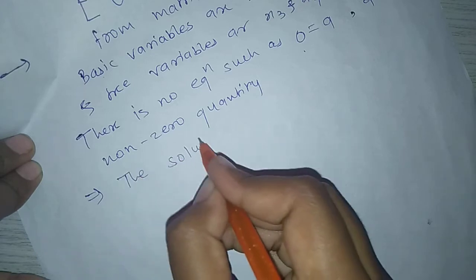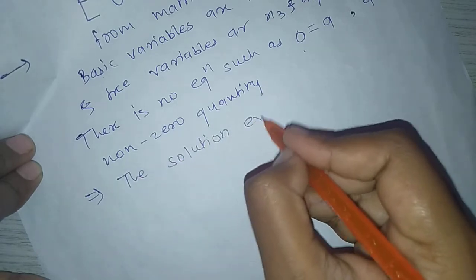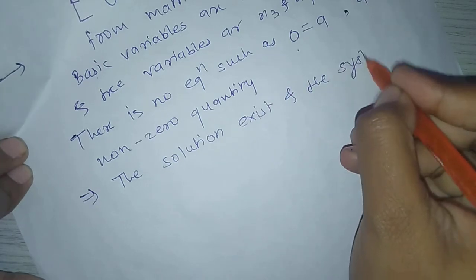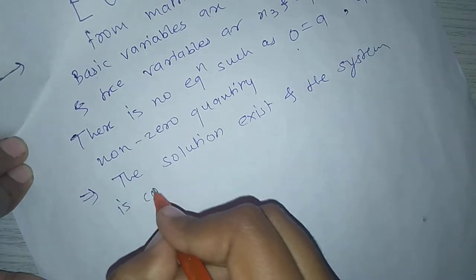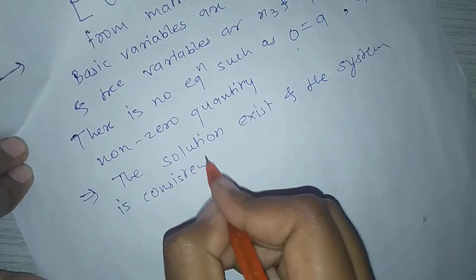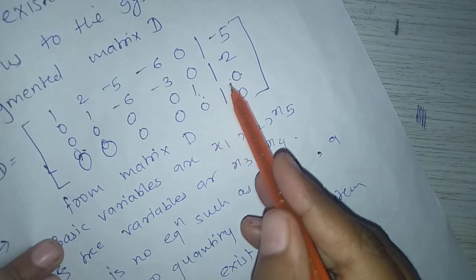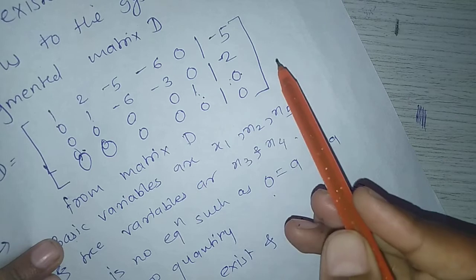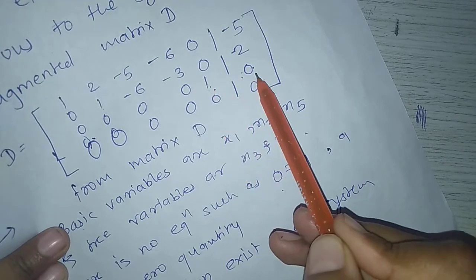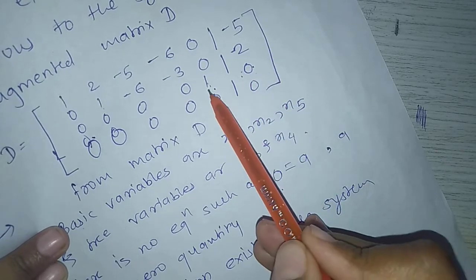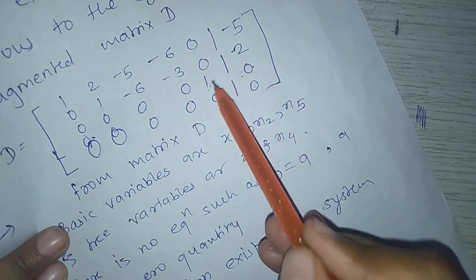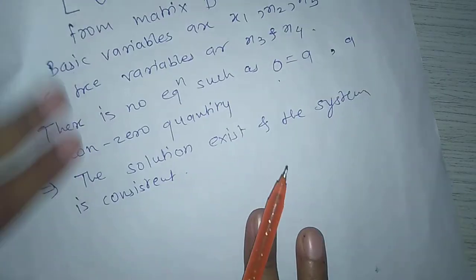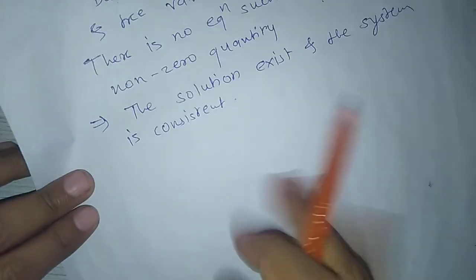The solution exists and the system is consistent. Here 1 equal to 0 means 1 is the coefficient of x5 equal to 0. If, suppose, here 0 and here 1, it means 0 equal to 1, which is not possible. Here 1 and 0 means x5 equal to 0, which is possible. So the given system is consistent.